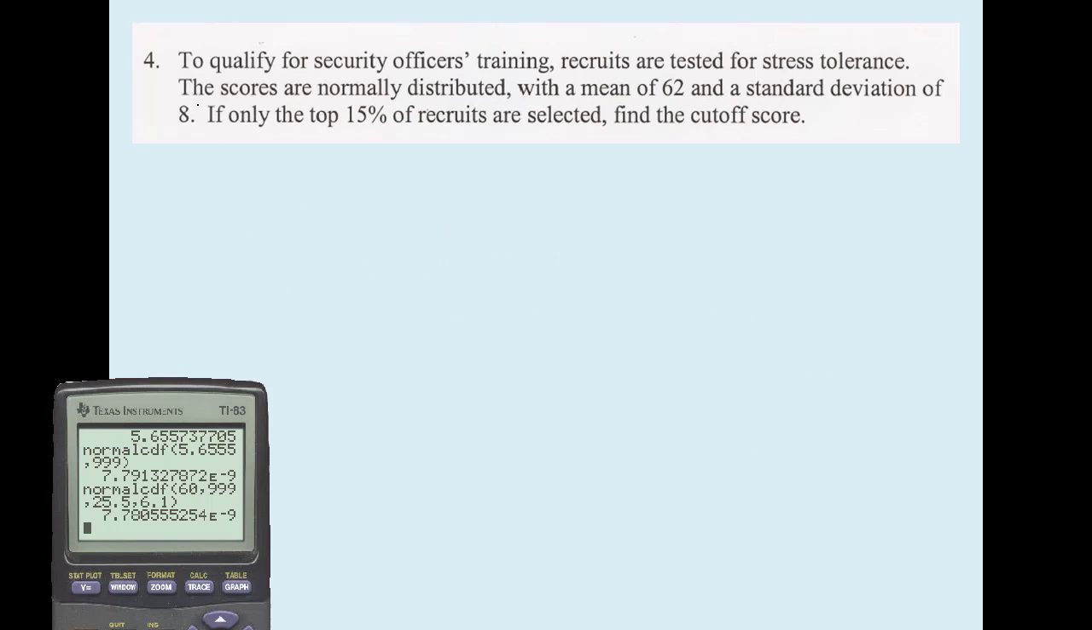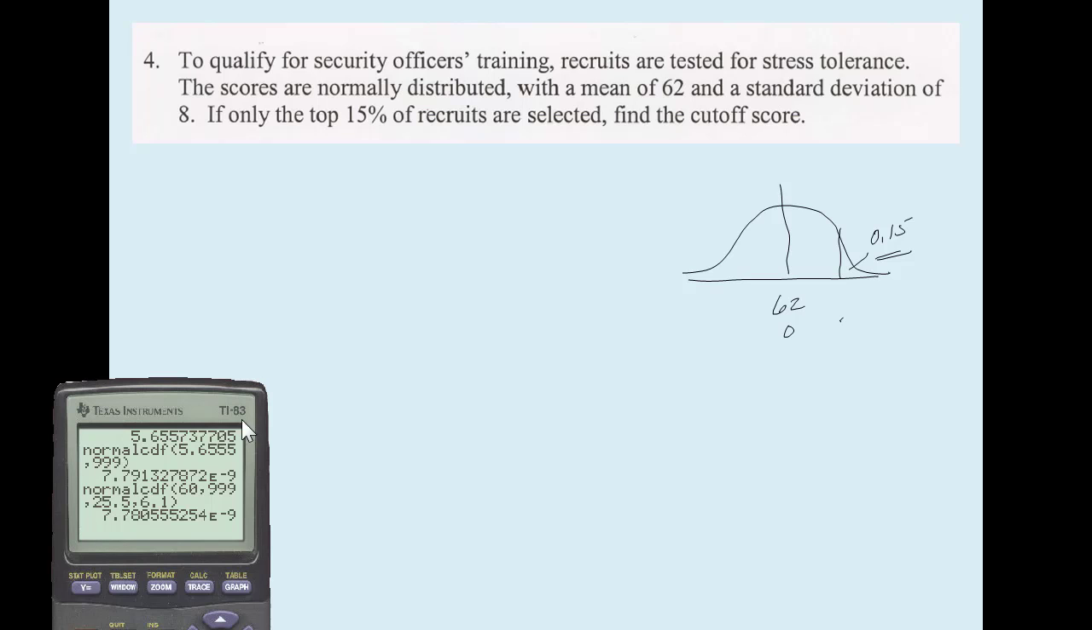Alrighty. To qualify for security officer training, recruits are tested for stress tolerance. The scores are normally distributed with a mean of 62 and a standard deviation of 8. All right, so we know we've got a beautiful curve, and this guy is 62, the mean. We want the top 15% of recruits. So this is 0.15. It corresponds to a z-score for the area under there of 15%.